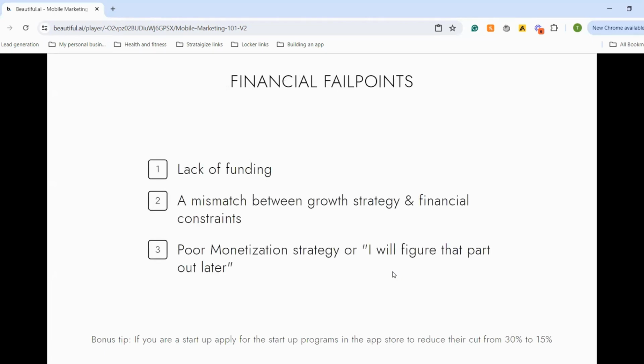For financial fail points, there's one, lack of funding. Funding is massive in this space. And I'm not saying that it's impossible to bootstrap a company. There are many examples of companies that are able to do that and become wildly successful. However, it does put some constraints on your growth in terms of what strategies you can implement.